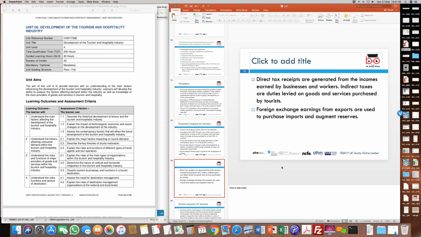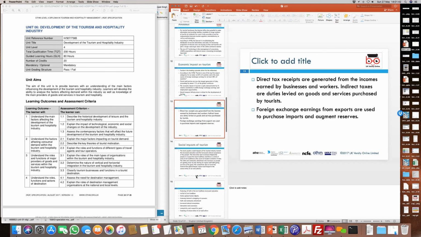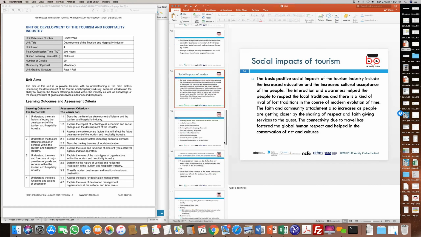Is that okay? So are the economic benefits clear? Yes, they are. Any comments, Chelsea and Antonel, from your end? No.